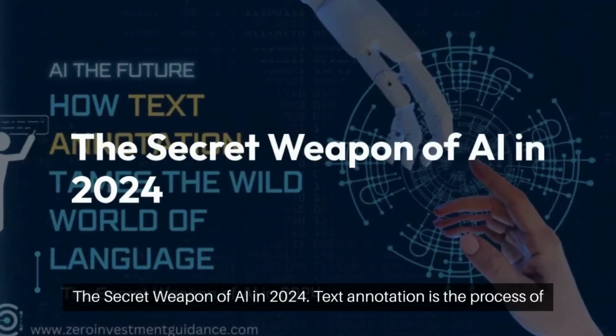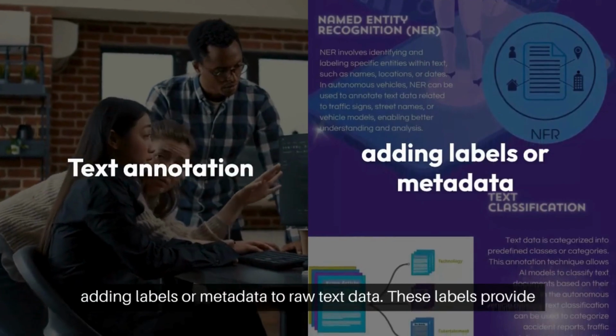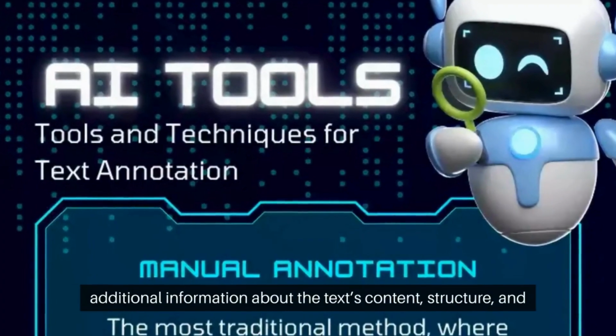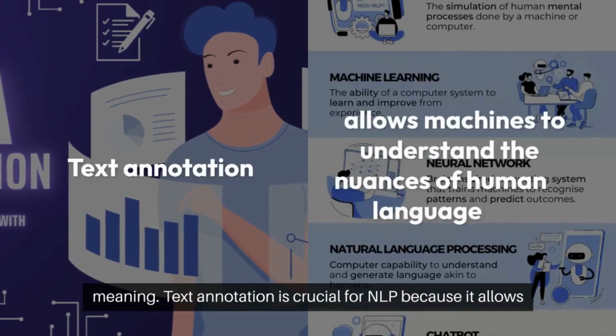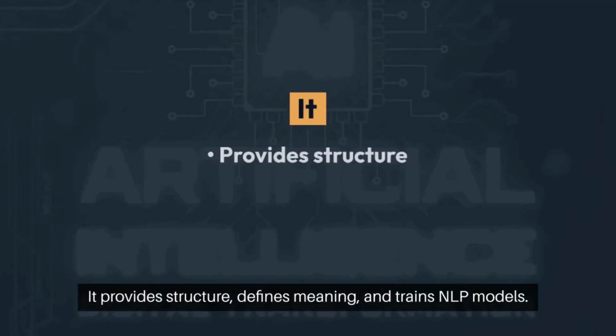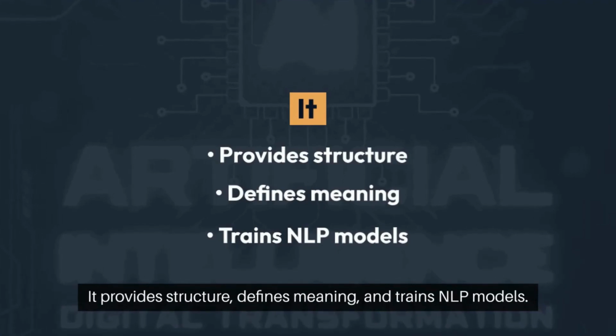The secret weapon of AI in 2024. Text annotation is the process of adding labels or metadata to raw text data. These labels provide additional information about the text's content, structure, and meaning. Text annotation is crucial for NLP because it allows machines to understand the nuances of human language. It provides structure, defines meaning, and trains NLP models.